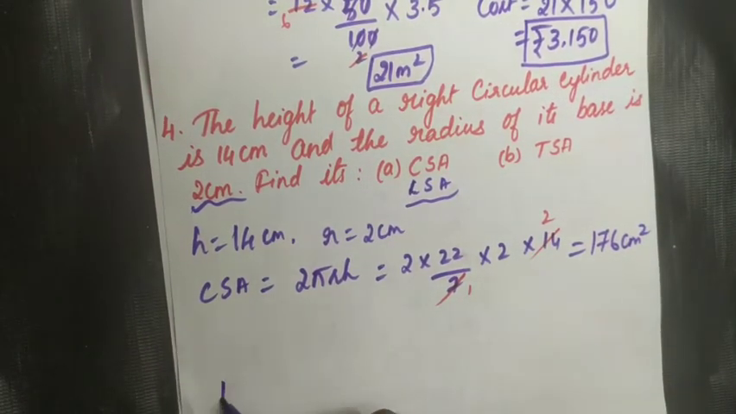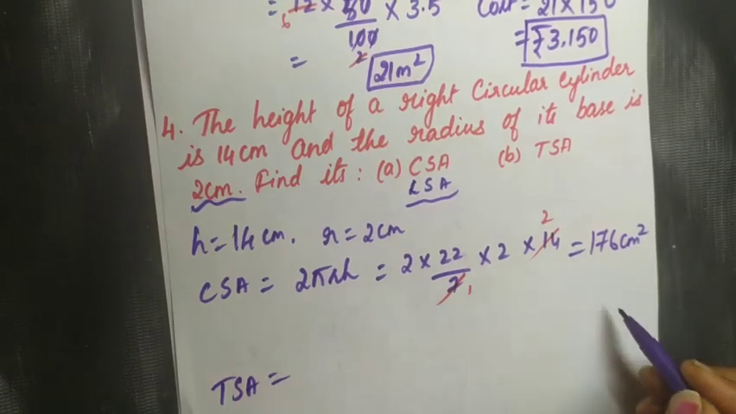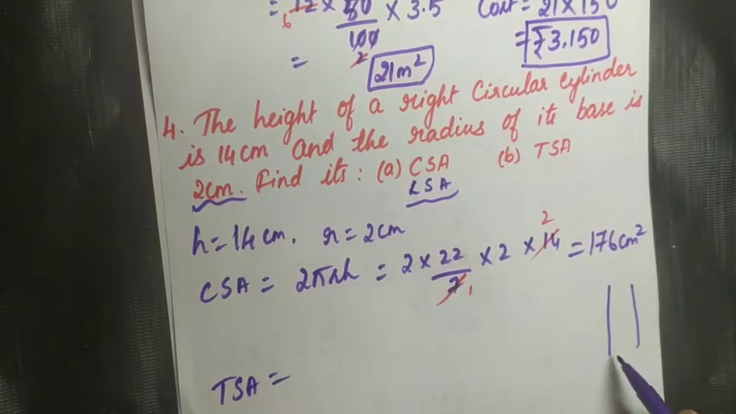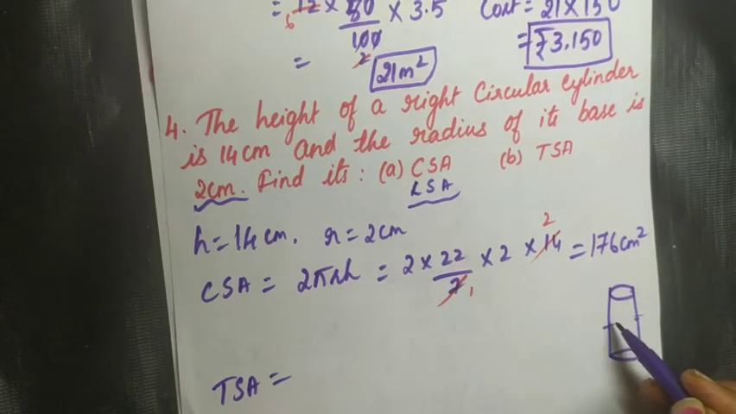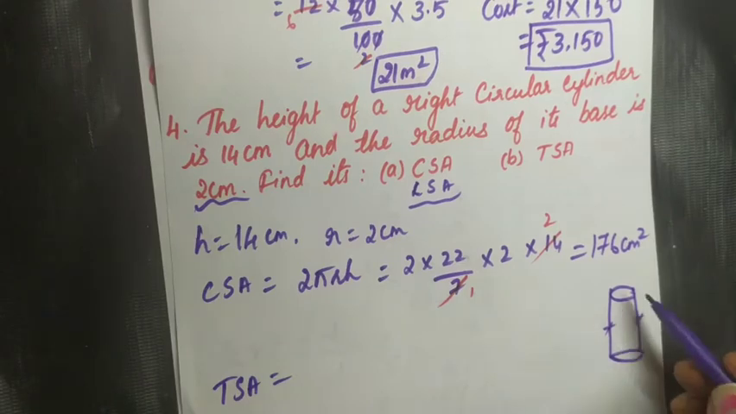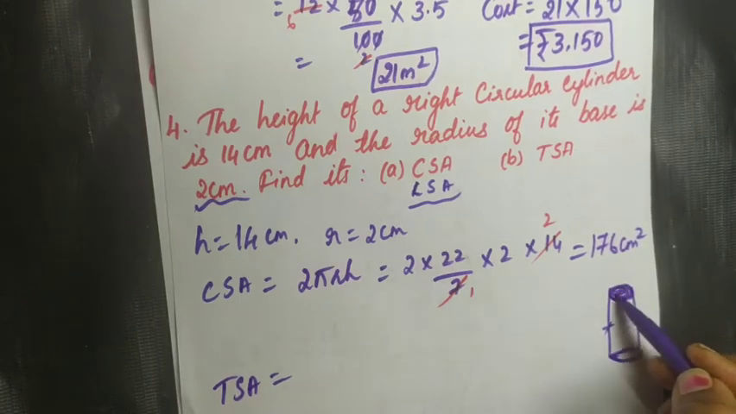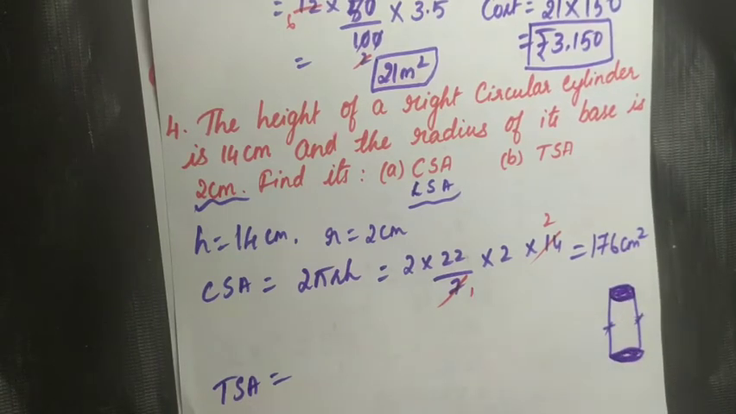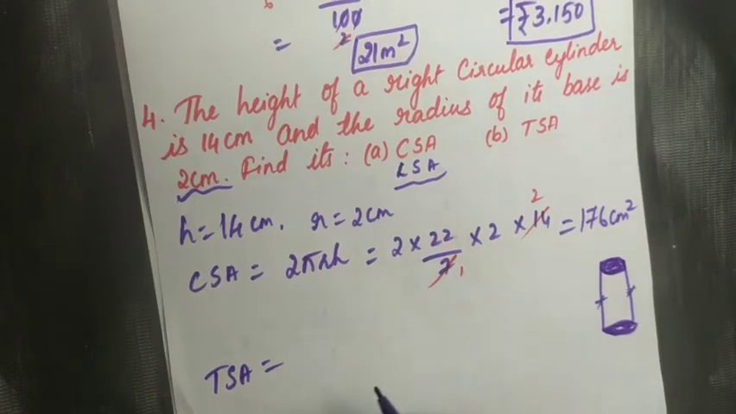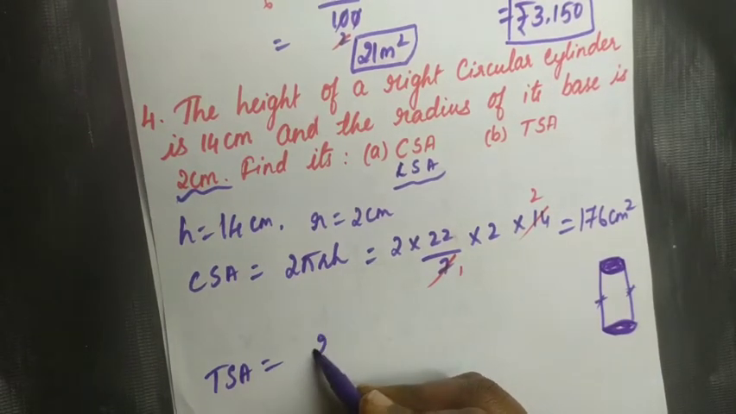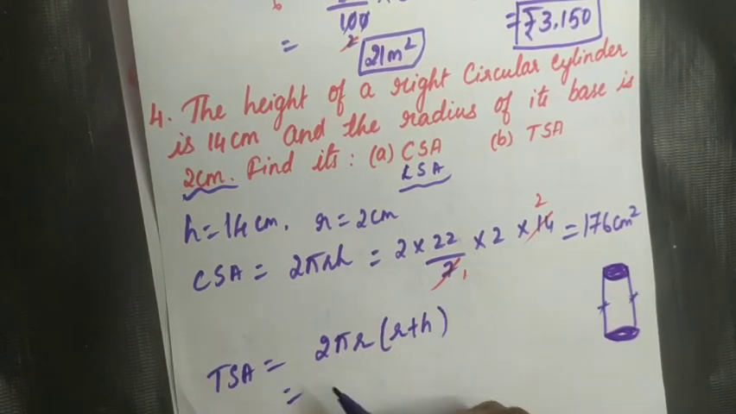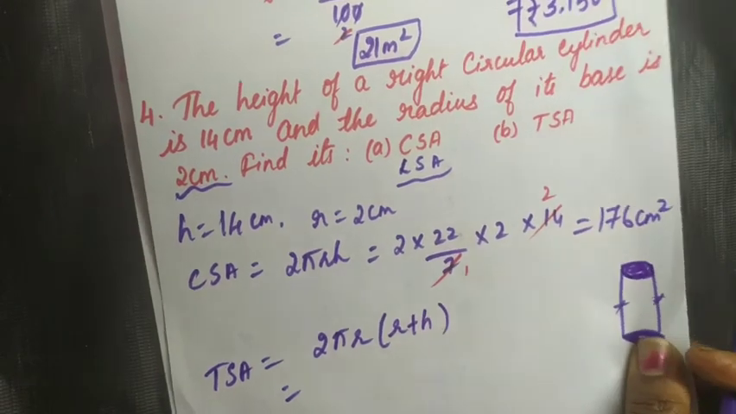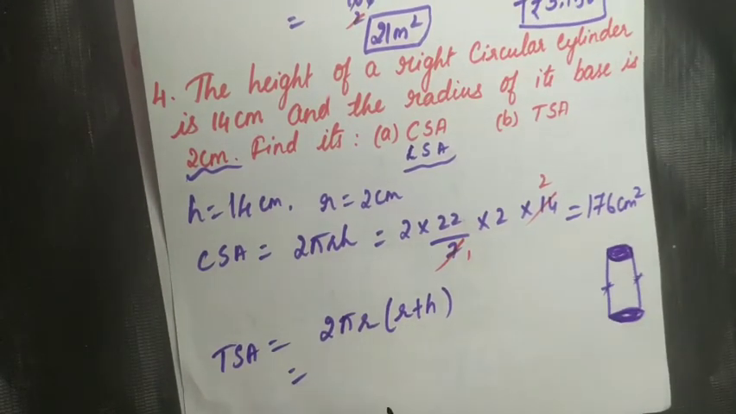TSA. So I'll just explain here. This is a cylinder. If you just calculate only the lateral faces, it is called lateral surface area. If you add the surface of the base also and the top portion, the circular portions, then it becomes total surface area. So the total surface area of a cylinder is equal to 2 pi r into (r plus h). This is the formula you have to remember, and before that you should know the meaning of CSA, LSA or TSA clearly.